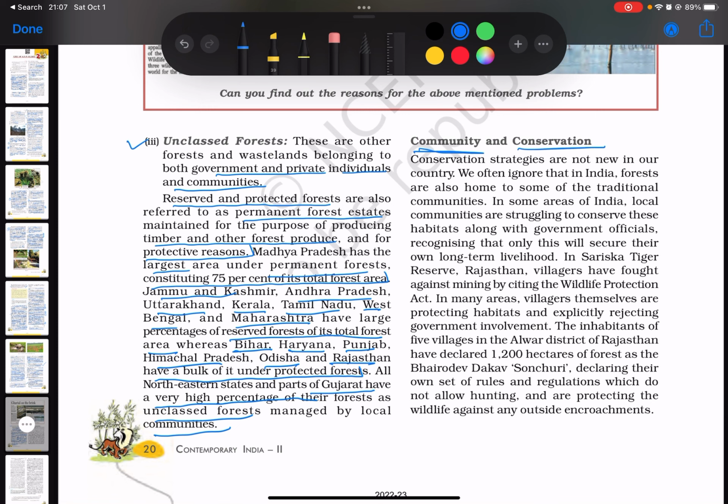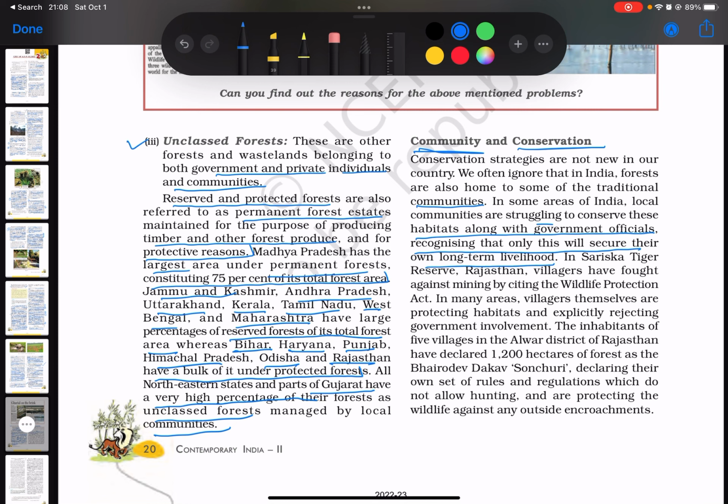So, conservation strategies are not new in our country. We often ignore that in India, forests are also home to some of the traditional communities. In some areas of India, local communities are struggling to conserve these habitats along with government officials, recognizing that only this will secure their own long term livelihood.